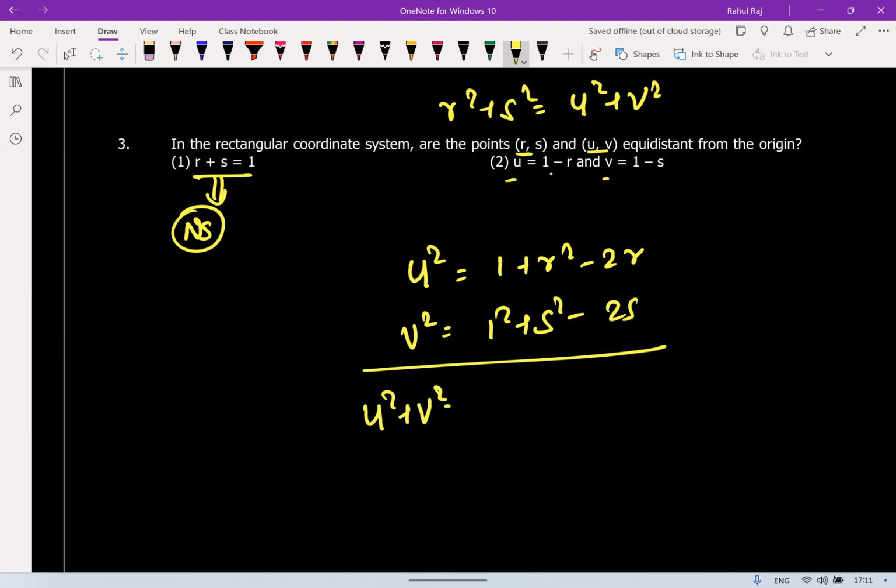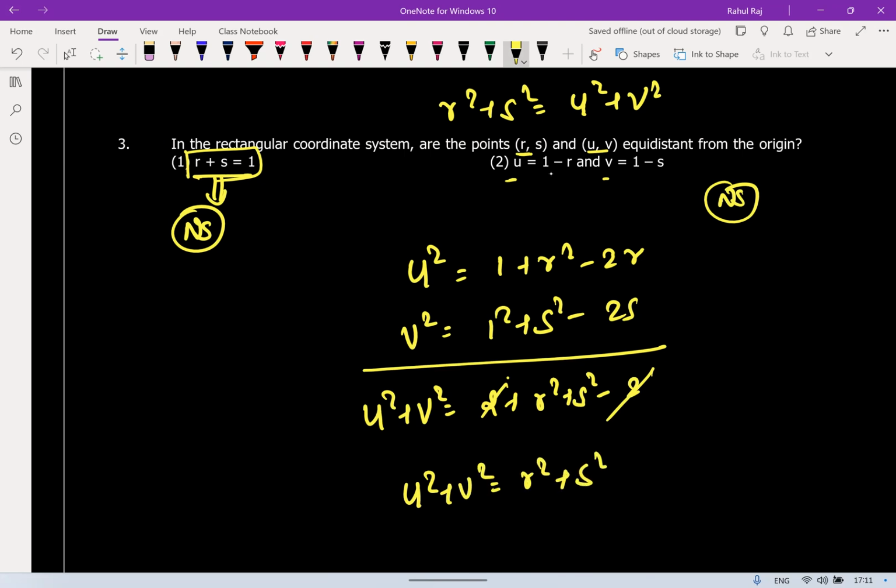u square plus v square is nothing but 2 plus r square plus s square minus 2 r plus s, right? So can I say, I don't know what the value of r plus s is from statement number 2. So I can say this is not sufficient again. But when I combine this, r plus s is equal to 1. So if you replace r plus s with 1, your 2 gets cancelled and you get u square plus v square is equal to r square plus s square.